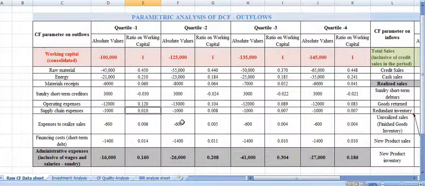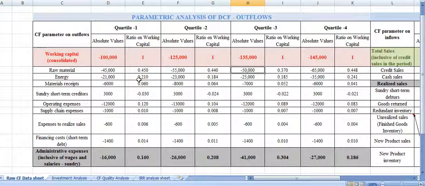Similar is the case for the expenses to realize the sales. The financing costs should also come down for the short-term debt, and the creditors will also be lower as the maturity in the project comes in, and the material receipts also reduce substantially. What is more or less important is to focus on the raw material in this case study, in this illustration, where the raw material costs are almost constant, and which is fairly so.